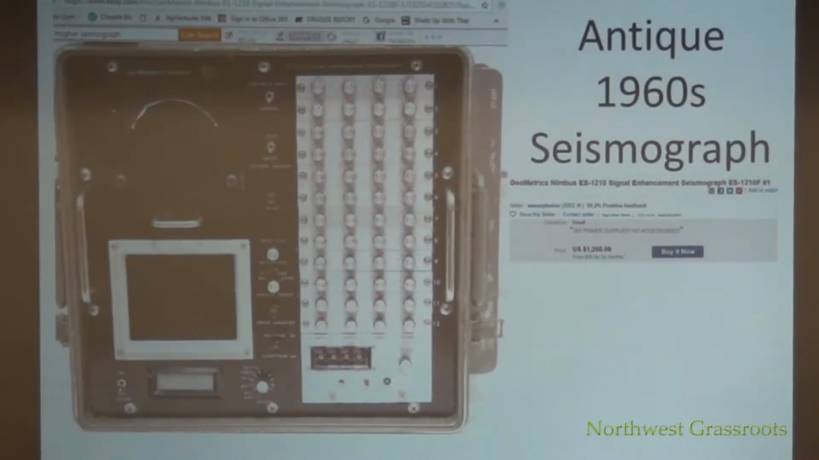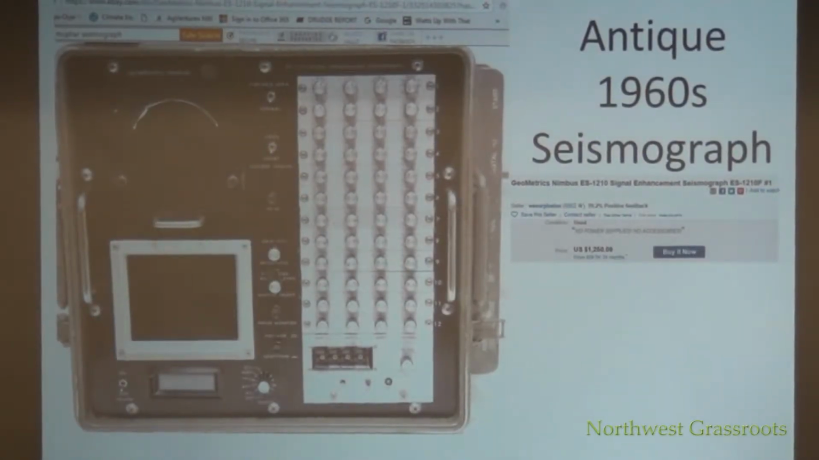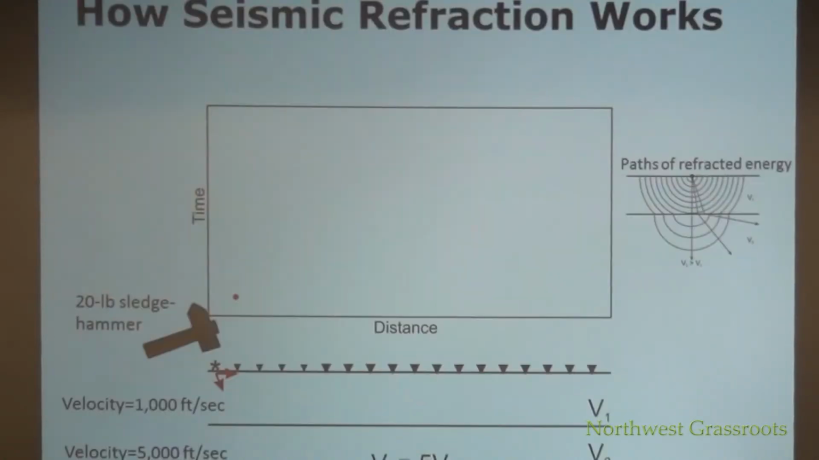Okay. So here's the old type seismograph. This is a 12-channel seismograph. You have to have 12 geophones displayed out along a line. So use the sledgehammer as a source, and then you can go channel by channel and look at the signal in the little TV tube. So we did away with those about 30 years ago.